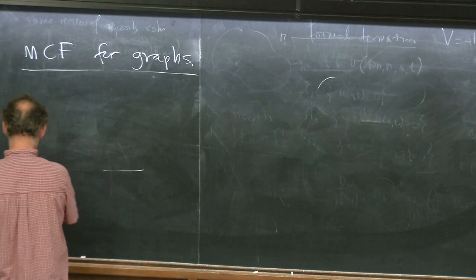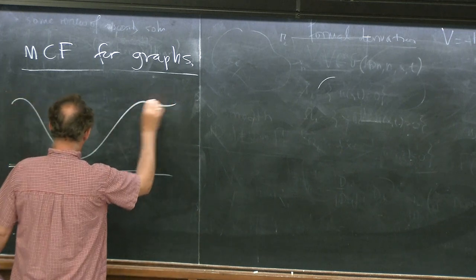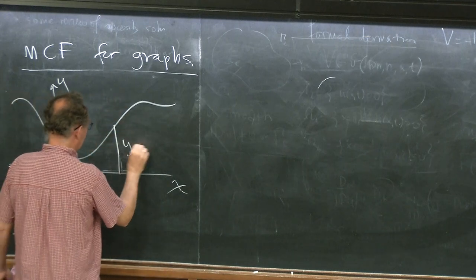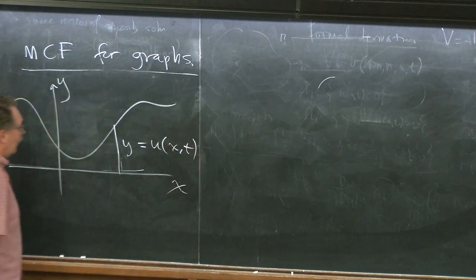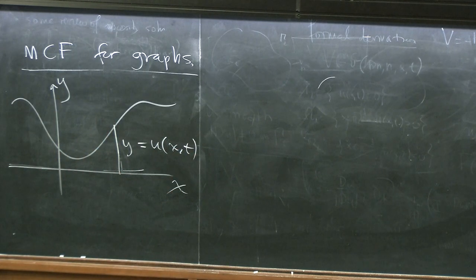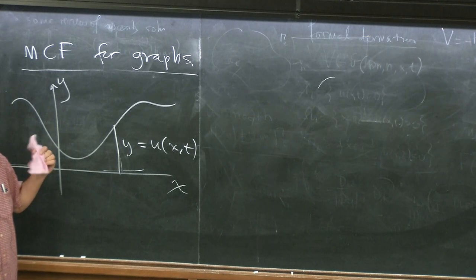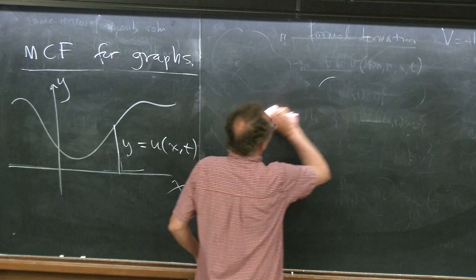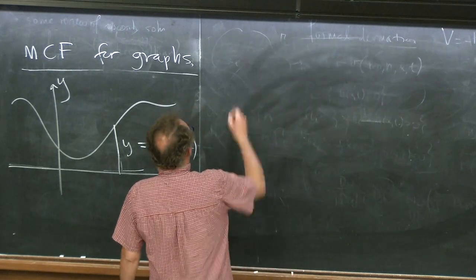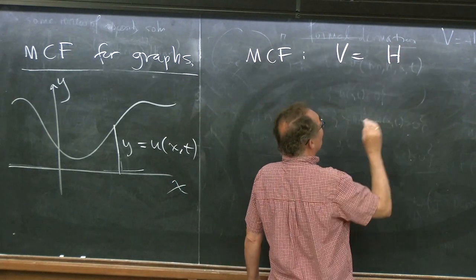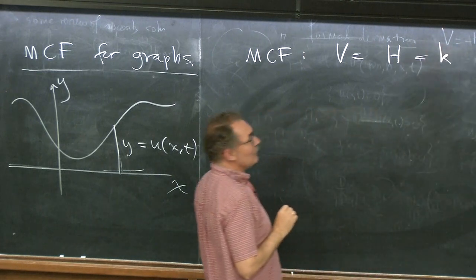So I have a curve. I have a curve in the plane, and I want to know what equation. So it's the graph of a function of, time is not in the picture, of course. What equation should this thing satisfy for this curve to move by mean curvature flow, which in the plane is curve shortening? Okay, so mean curvature flow is the velocity is equal to the mean curvature, which for curves in the plane is just the curvature of the curve.